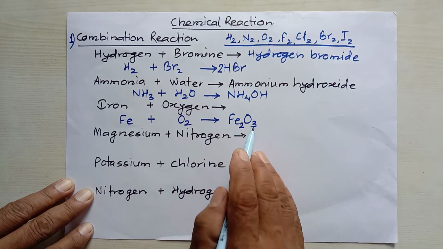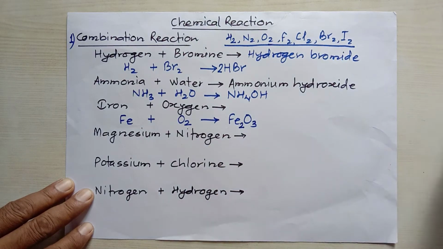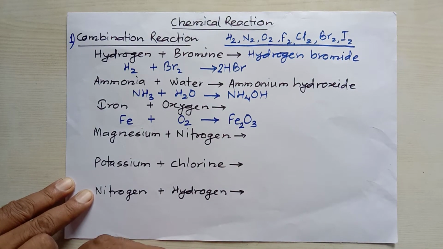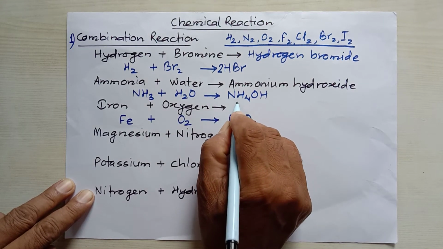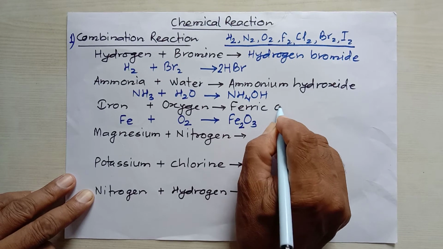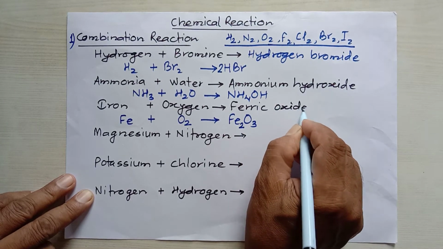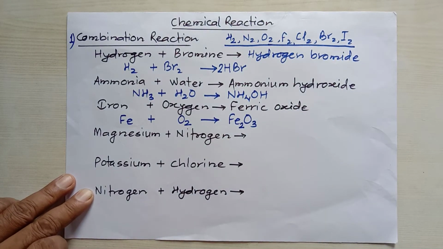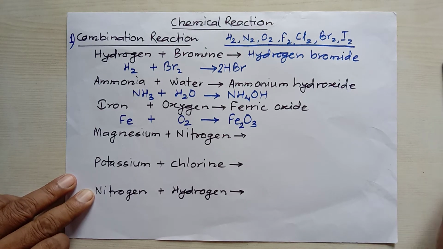This is the correct molecular formula of ferric oxide. Now I can write the name of the compound: ferric oxide. If you want to write just iron oxide, that can also be written. Iron oxide may be ferric or ferrous. But this reaction is not balanced.